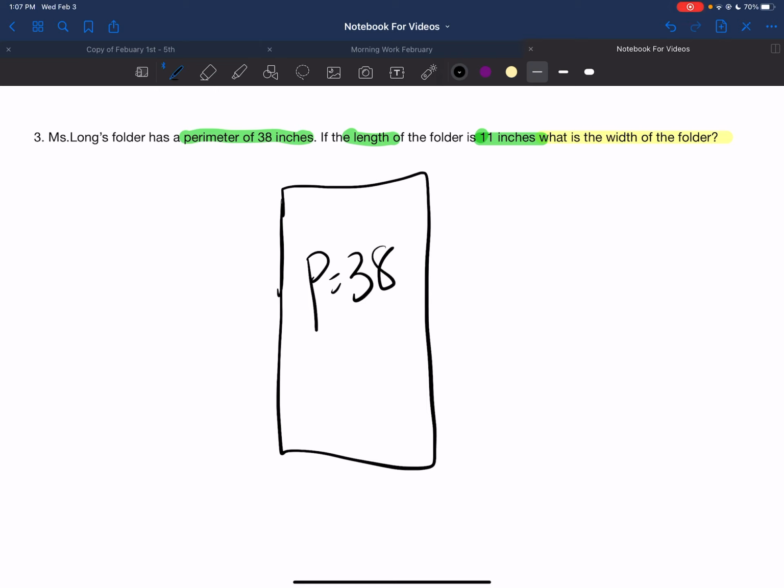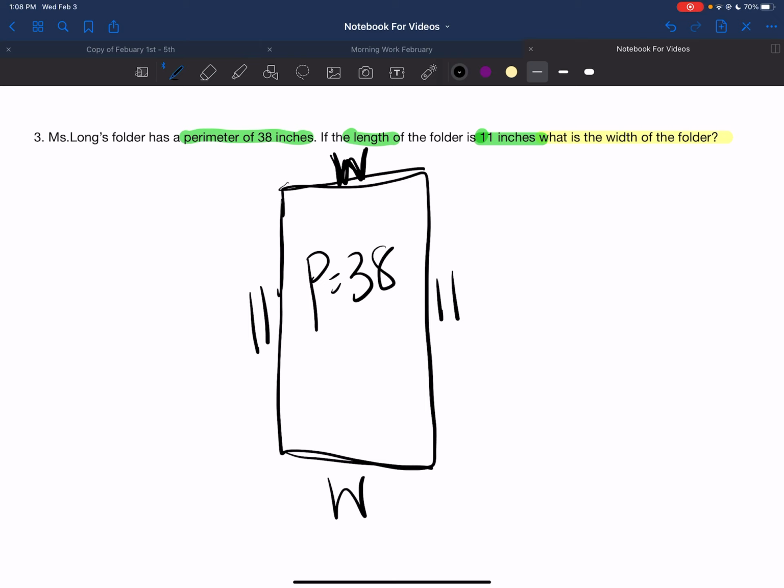So P is the outside. So if I were to add up all of my outside numbers, it's going to equal 38. I know the length is 11. What is the width? So I'm missing the W, the width. Now, if I know this side is 11, the other side is 11. If the top is W, the bottom is W. We know that when we are given a variable like this, we need to solve for that missing number.